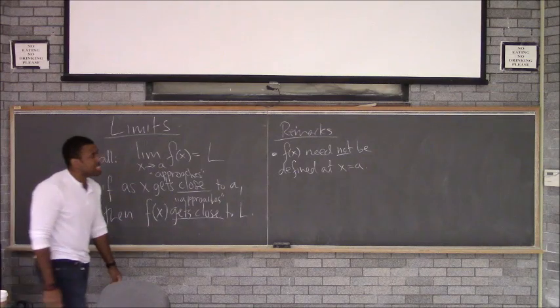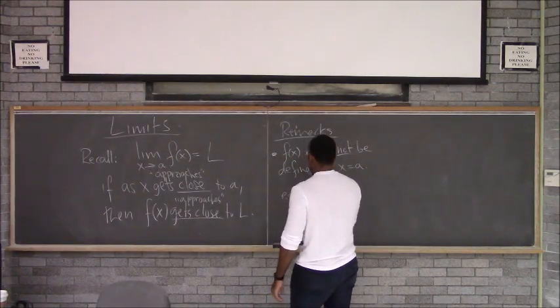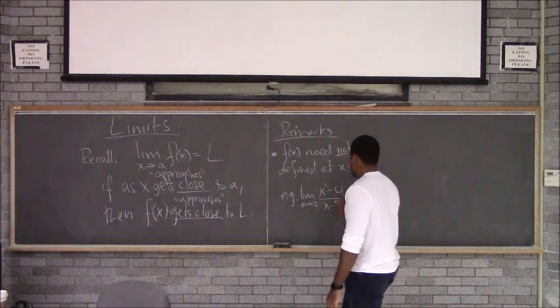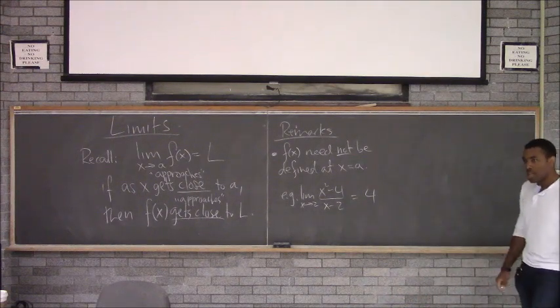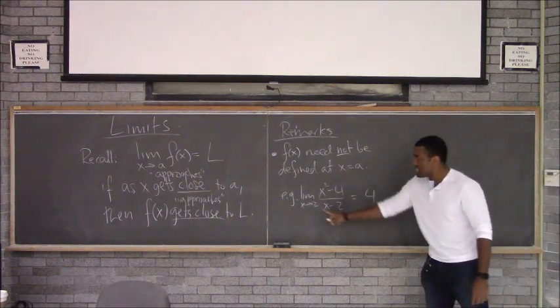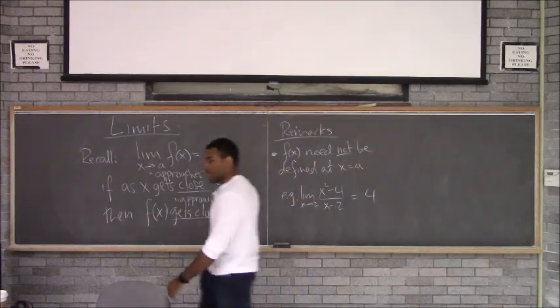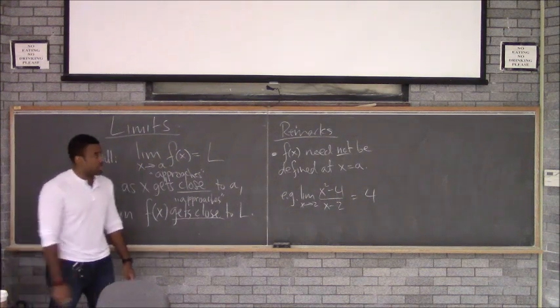And we even did an example here. We found that the limit as x approaches 2 of x squared minus 4 over x minus 2 gave us an answer of 4, even though technically speaking, this function is not defined when x is 2. Like the limit doesn't care about being defined at the point. Right? It cares about, is your y value getting close to something as your x is getting close to something.